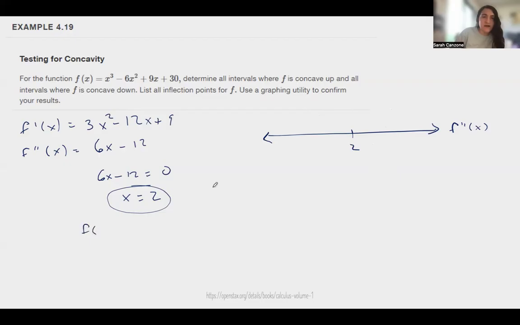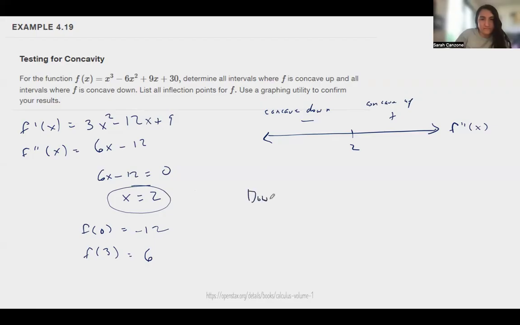So for something less than 2, you could choose 1, but I'm going to choose 0 because 0 is just way easier to plug in. Plug in 0 into the second derivative because that's the function that we're now looking at. You get negative 12, and so that's negative. Negative in the second derivative tells us we're concave down. Now I'll choose a number greater than 2, so 3. That's 6 times 3 is 18 minus 12 is 6. So this is positive, which means that we're concave up.